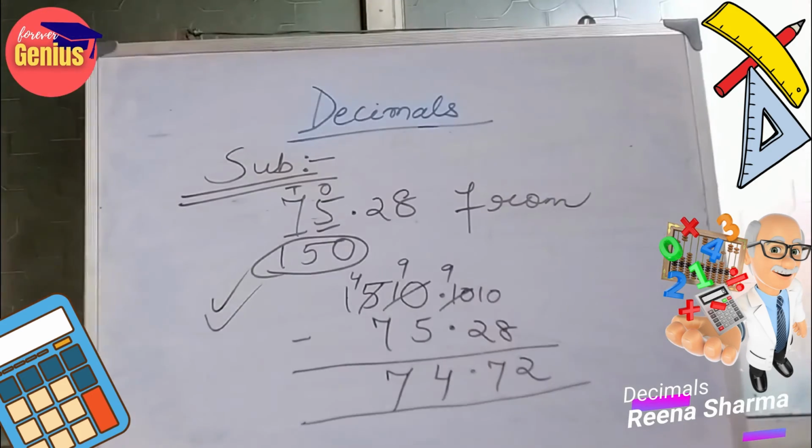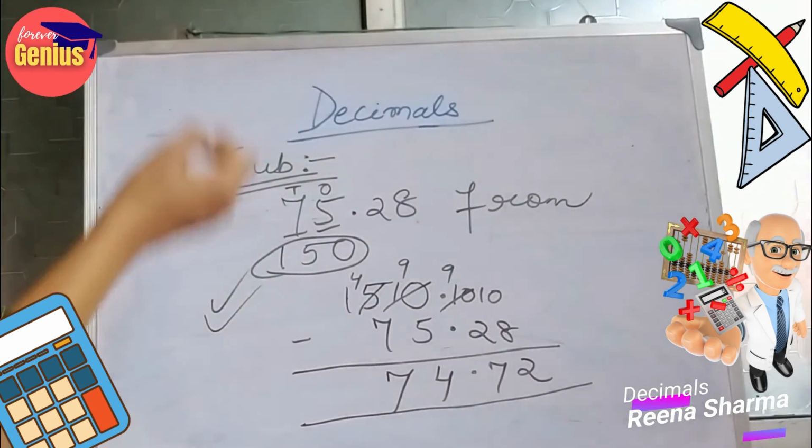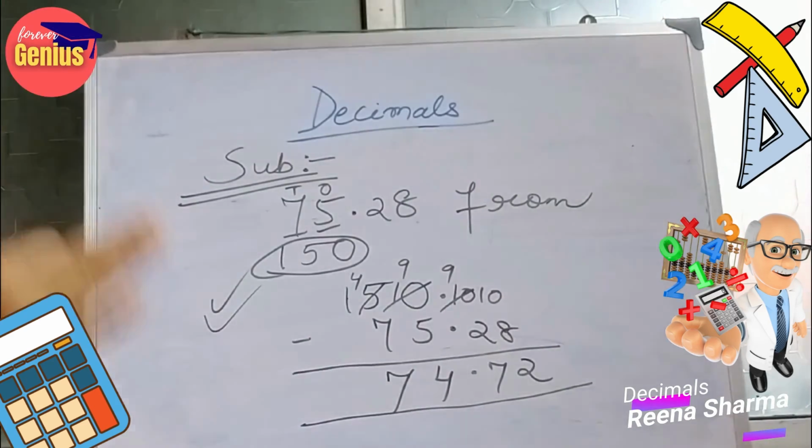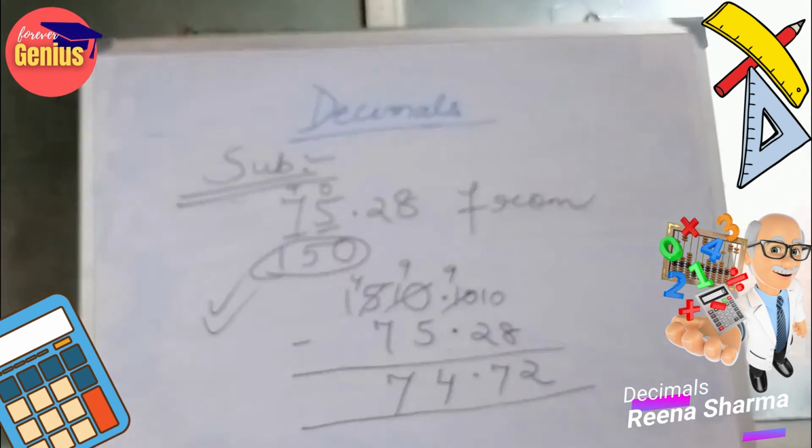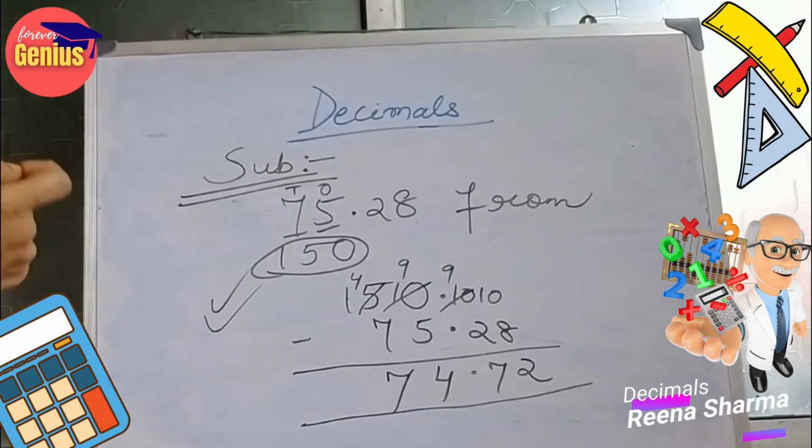Now I hope decimal is not scary because we know where to place the correct values and then do the subtraction. Just remember a point that decimal means the number is always less than 1.